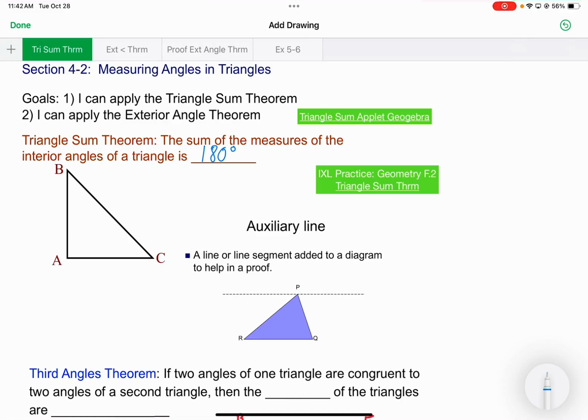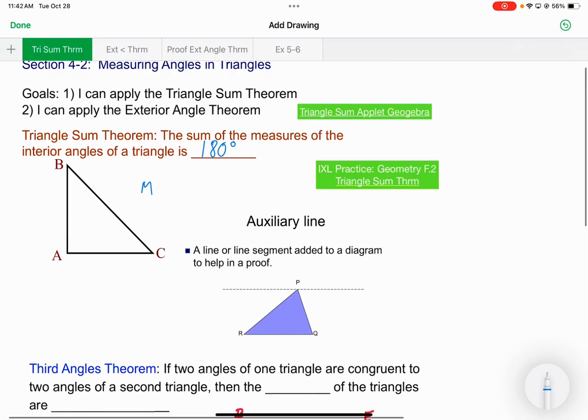So that means if I have my triangle here, the measure of angle A plus the measure of angle B plus the measure of angle C equals 180.